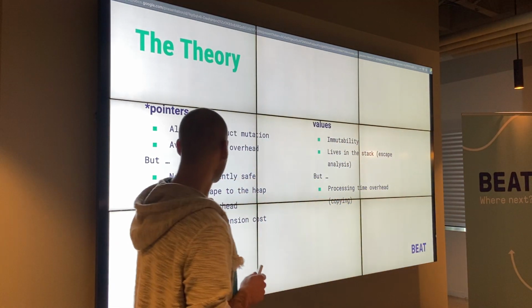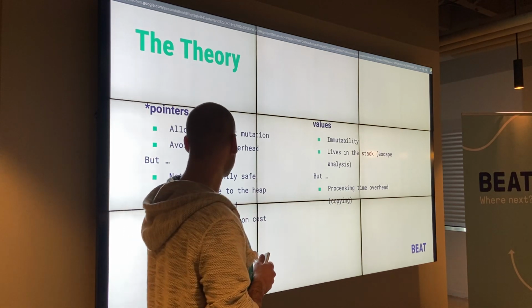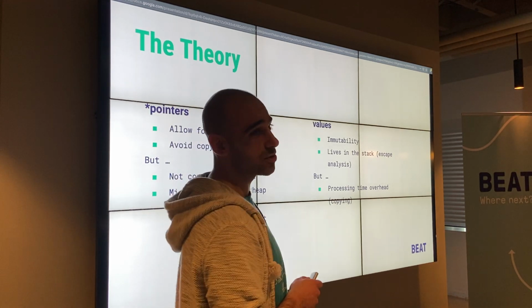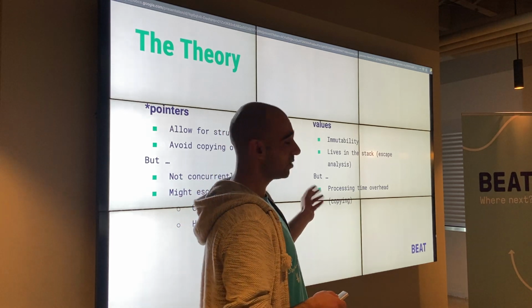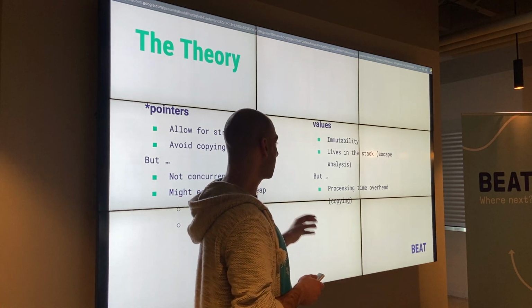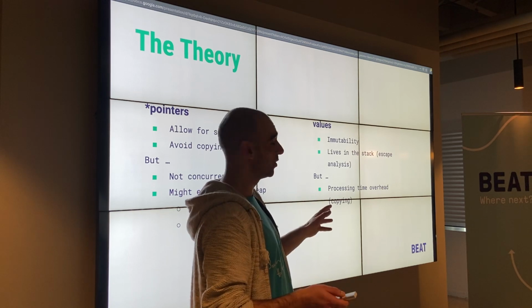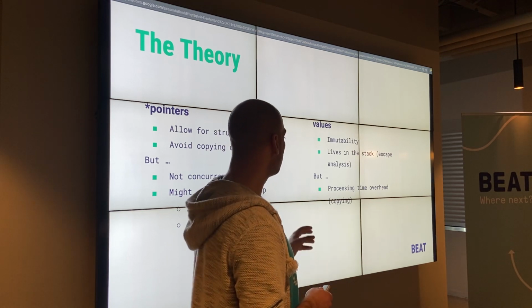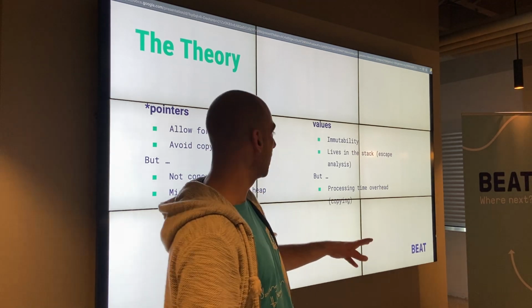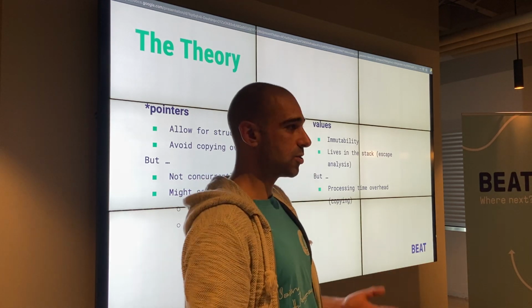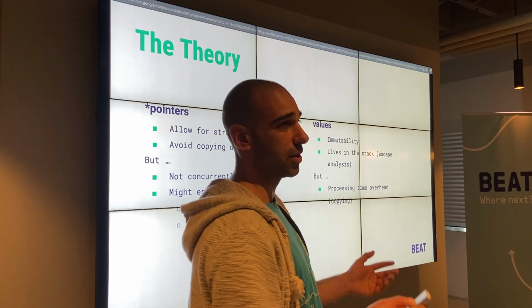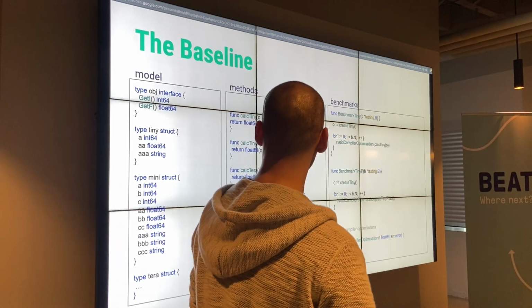So, escape to the heap. This means GC overhead or heap expansion cost in the case where you need to expand the heap. Values: you have immutability, it lives on the stack due to escape analysis in Go, but there is processing time overhead due to copying. So I did some simple implementations and benchmarks to see how these different approaches actually perform.